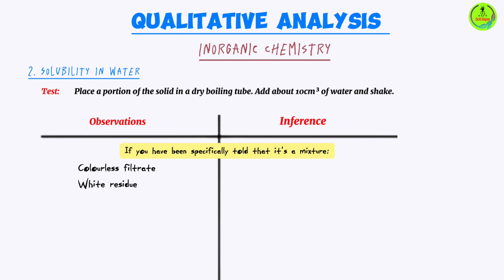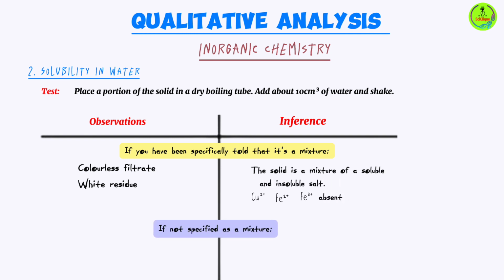Now, what is your inference? That the solid is a mixture of a soluble salt and an insoluble salt. Now, since a colorless filtrate and a white residue have been formed, that means Cu2+, Fe2+, and Fe3+ are absent.